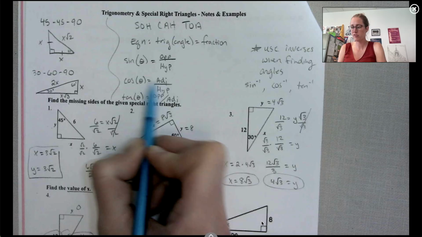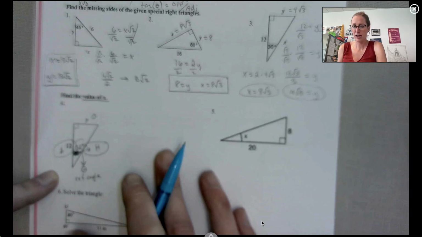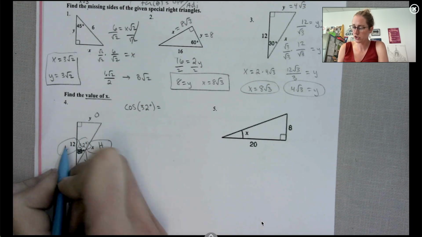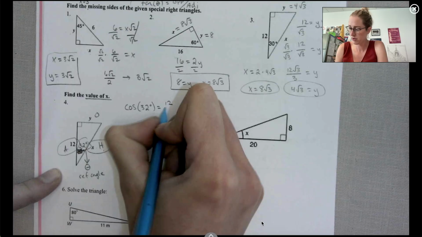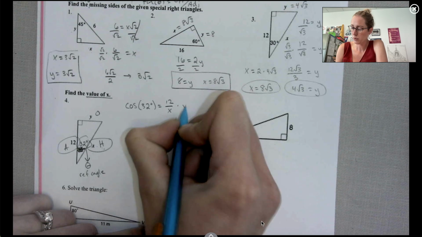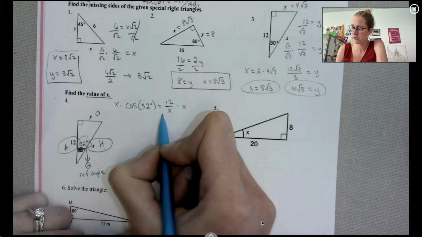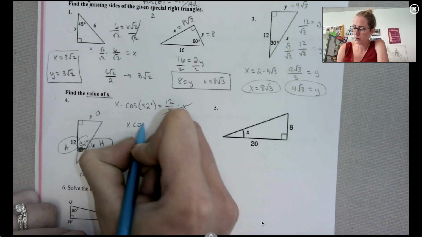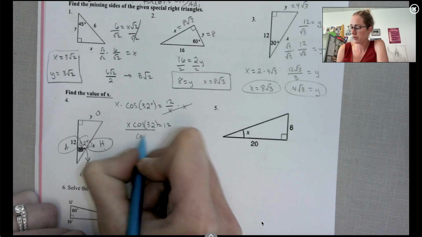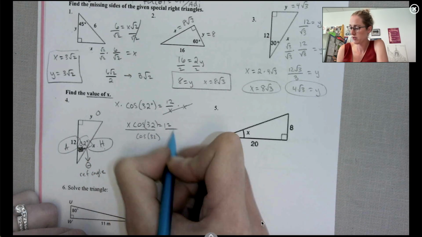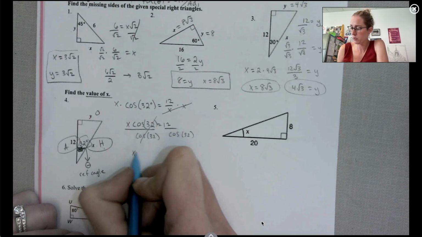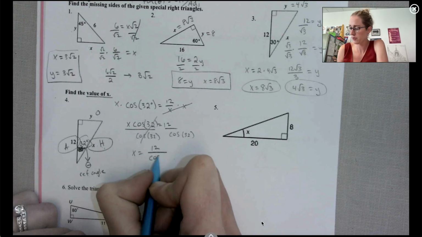So I'm going to set up this equation right here. So cosine of our angle equals adjacent over hypotenuse. Okay? Now, when our variable's on the bottom of a fraction, we're going to get it out of the fraction first. So I've got x times cosine of 32 equals 12. Divide by cosine 32 to get x by itself. So we have x equals 12 divided by cosine 32.